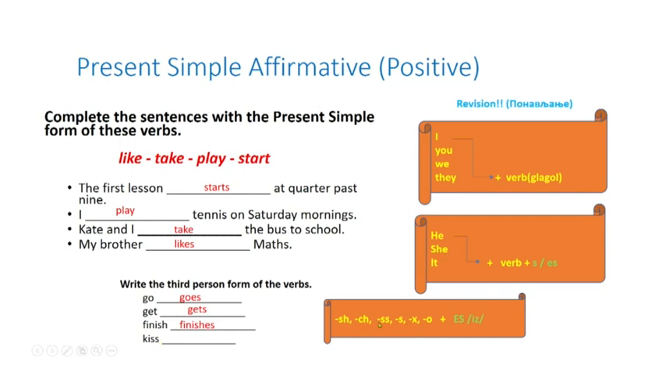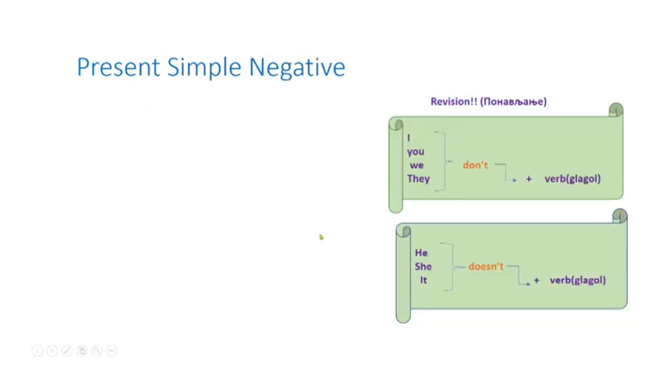Kiss, double s, so we add es and we have kisses. It would be wrong to say kiss with just s, so it's even very hard to say. Čak je jako teško izgovoriti, a ukoliko bismo dodali samo s. Alright? I ponavljamo, znači oblik s ili es na glagolu ide samo za treće lice jednine, za he, she, and it. And now, let's see the present simple negative form.